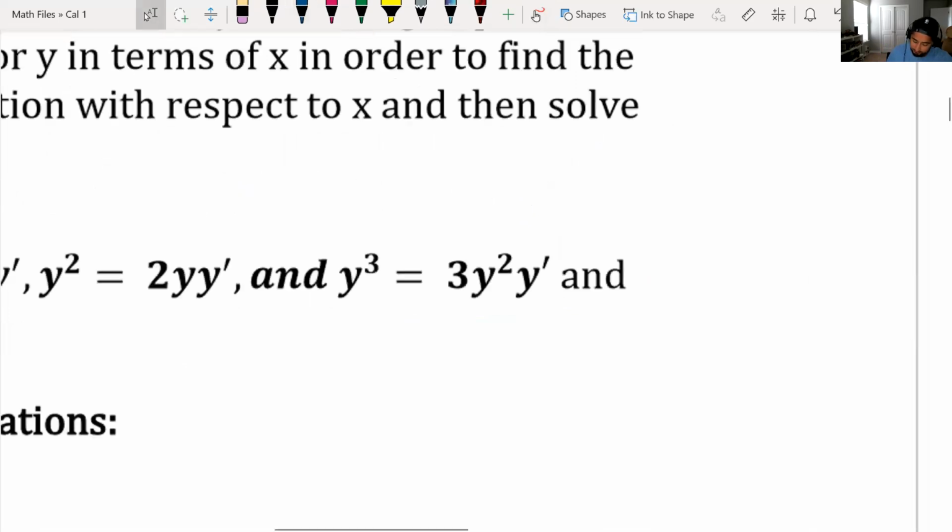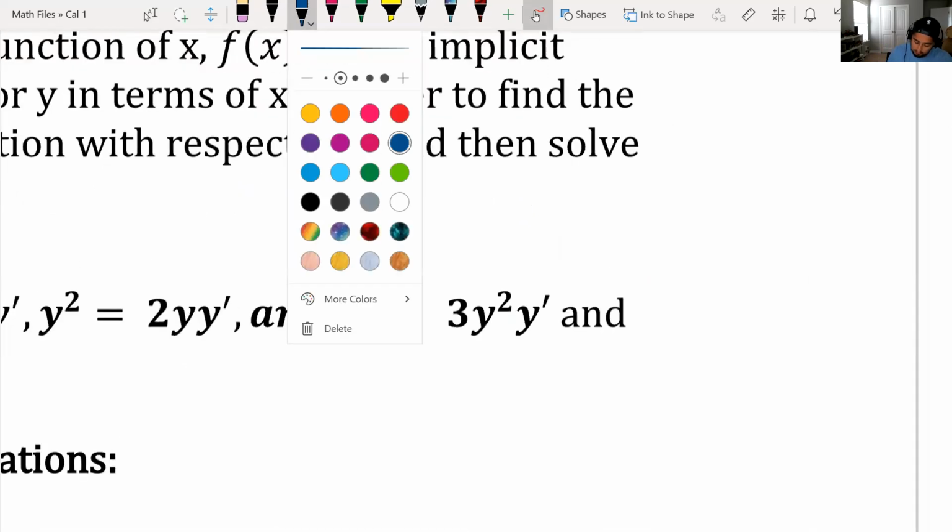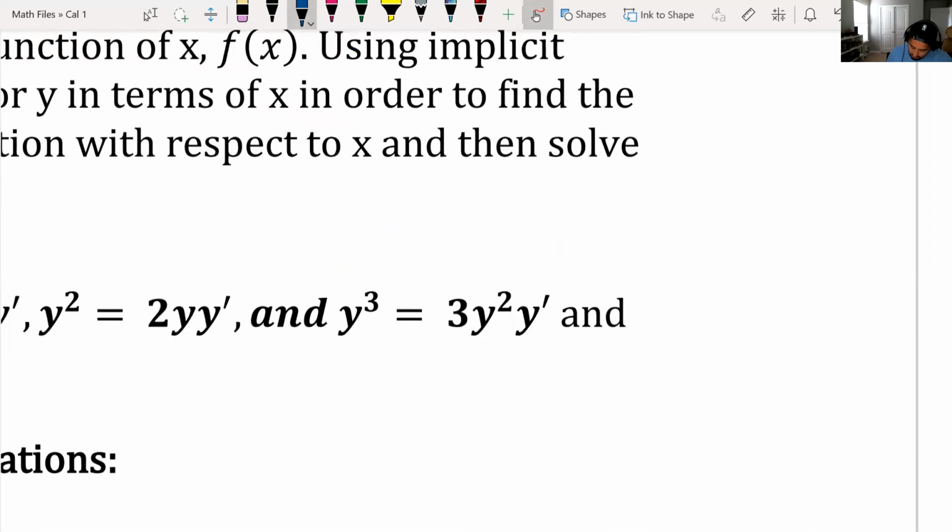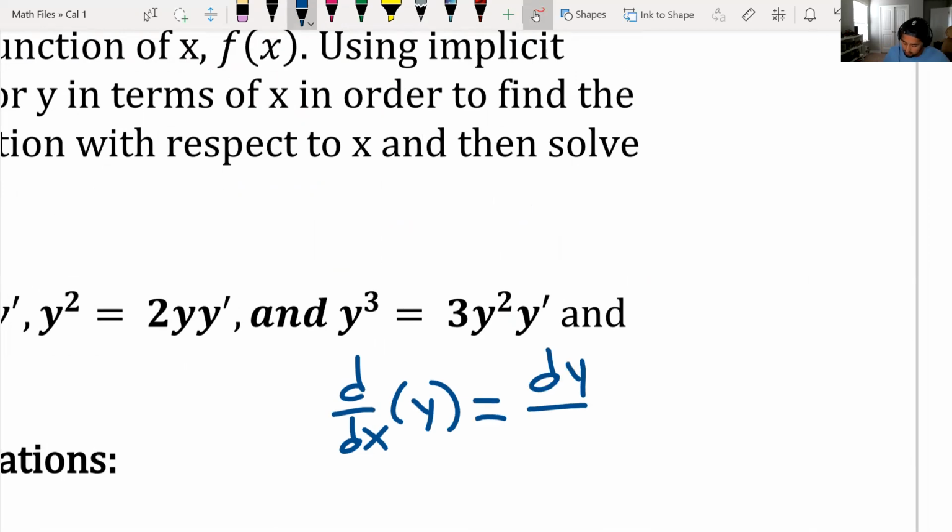If we say d over dx of y, then this means dy over dx, or it also means y prime. I'm just going to stay with y prime, because like I said, it's the easier notation to use, and it looks easier on the eyes. Use dy over dx if you want.